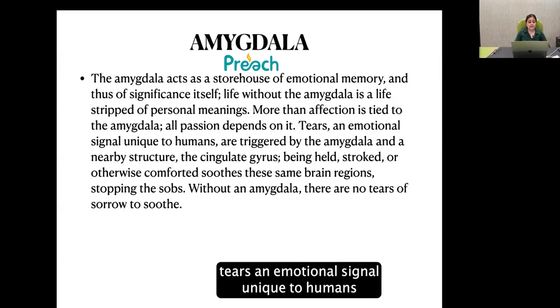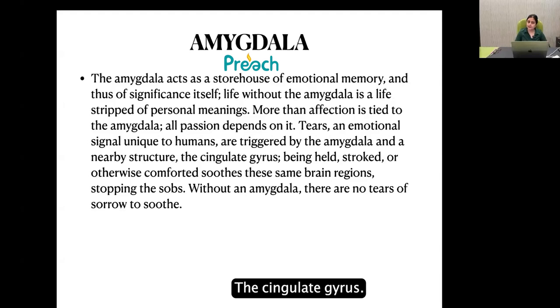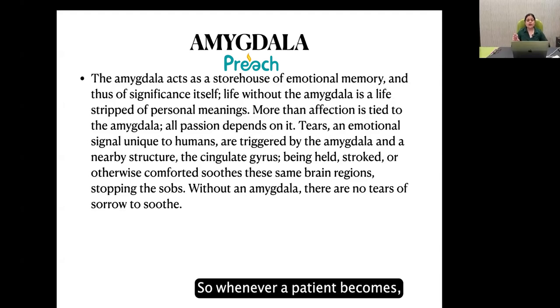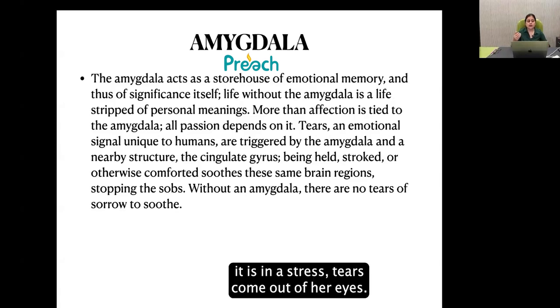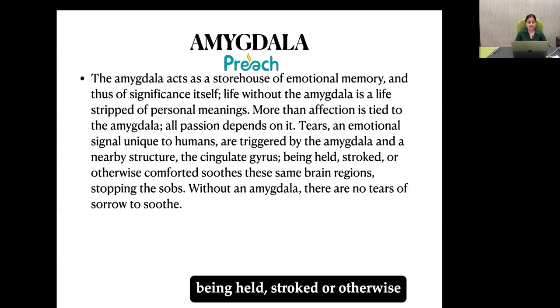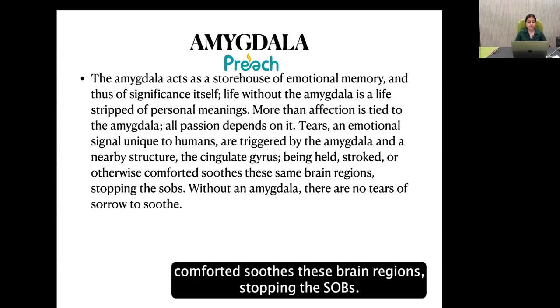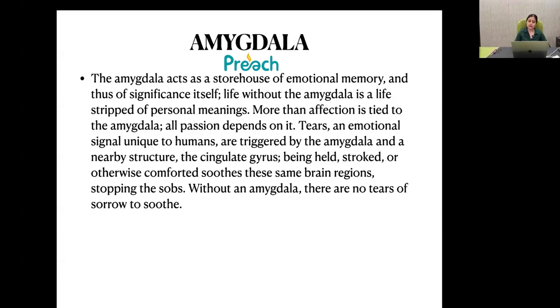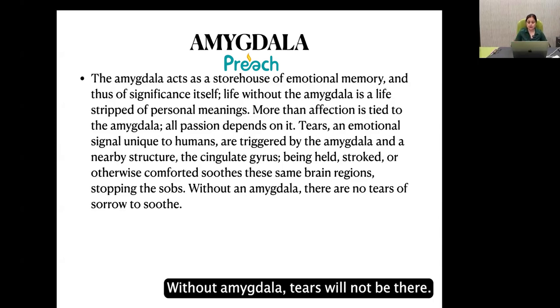Tears, an emotional signal unique to humans, are triggered by the amygdala and a nearby structure, the cingulate gyrus. So the amygdala is the emotional part. I told you it is an emotional brain. Whenever a patient is in stress, tears come out of her eyes. This is also a function of the amygdala. Being held, stroked, or otherwise comforted soothes these brain regions, stopping the sobs. Without an amygdala, there are no tears of sorrow. Without the amygdala, tears will not be there.